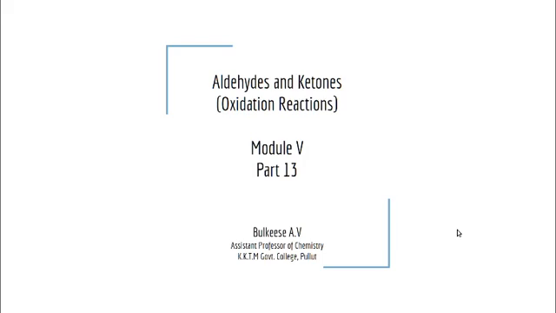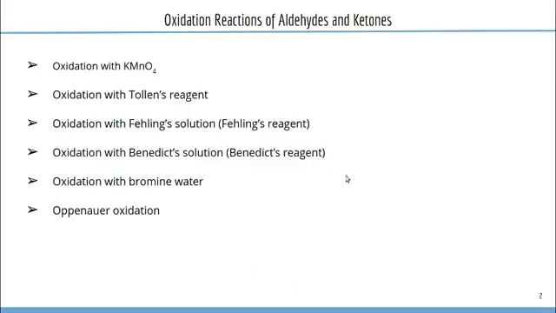Dear students, in one of your previous classes we discussed reduction reactions of aldehydes and ketones. That means Clemmensen reduction, Wolff-Kishner reduction, reduction with metal hydrides like aluminum hydride and sodium borohydride, then MPV reduction, etc. In today's class, let us discuss oxidation reactions of aldehydes and ketones with different types of reagents one by one.